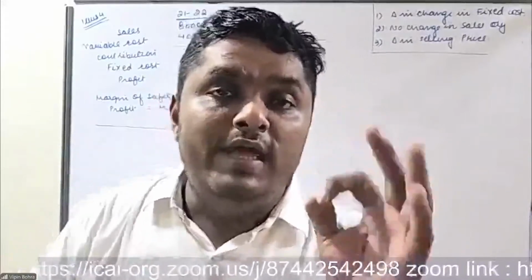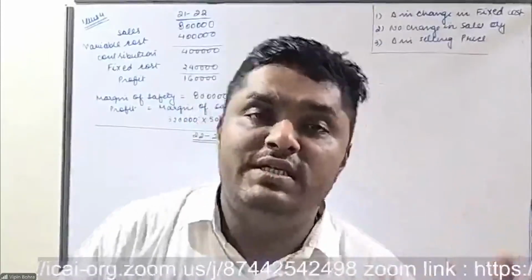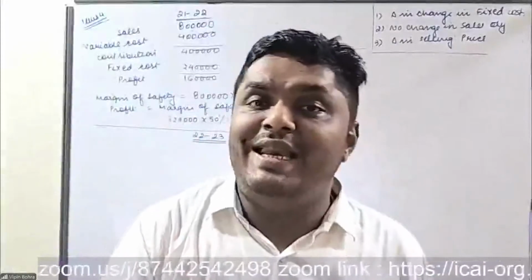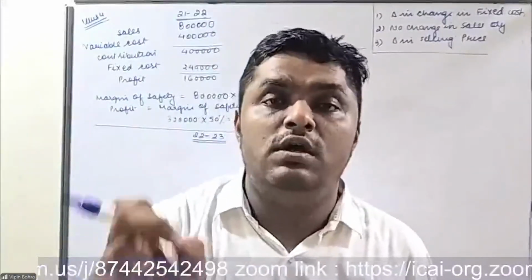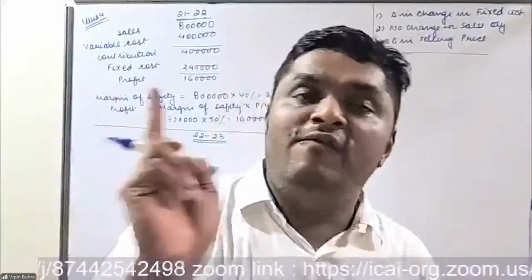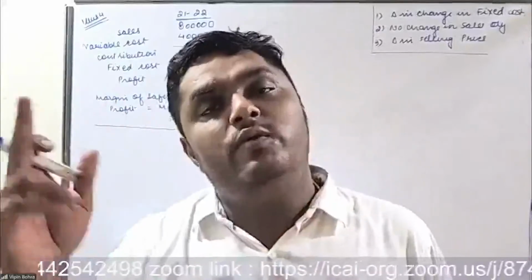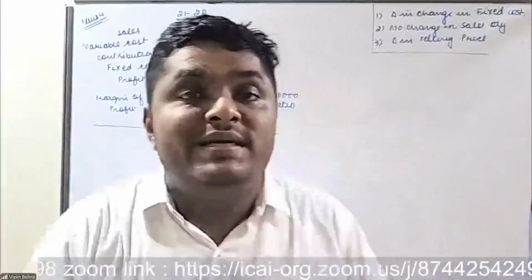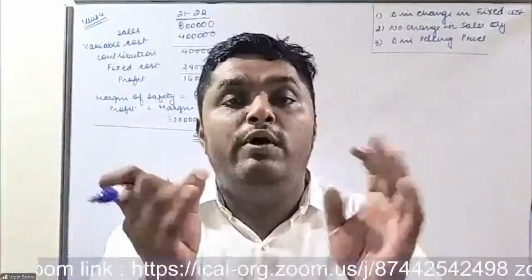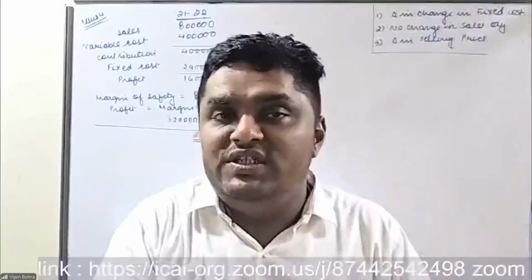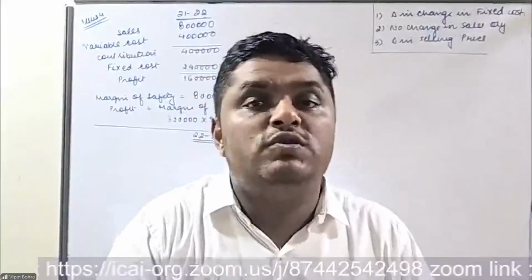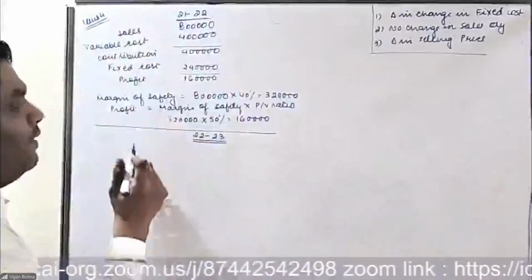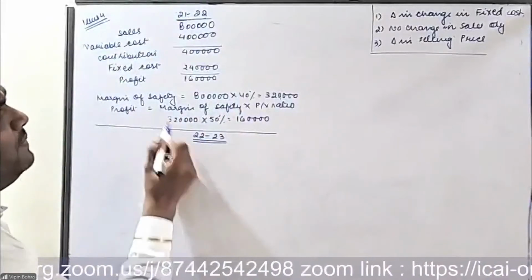So herein, very important point, since there is no change in sales quantity, the variable cost will remain unchanged because the question is silent about the increase or decrease in variable cost. Therefore, the variable cost will be the same for 21-22 and 22-23. There is a change in sales because of change in selling price. But since the quantity is constant, and the question is silent on whether there is a change in variable cost per unit, we will assume that it is constant. So the variable cost for 22-23 will be the same.